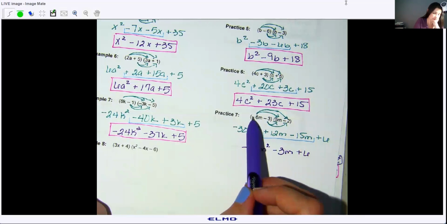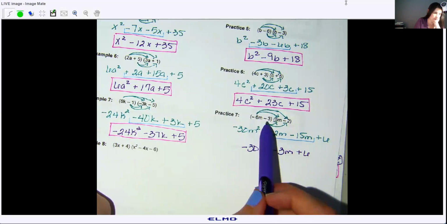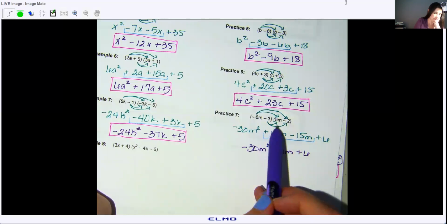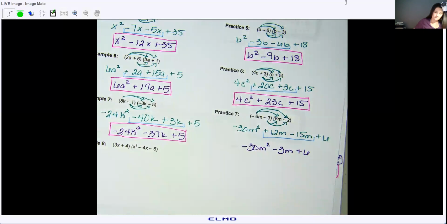So negative 6 times 5 is negative 30. Negative 6 times a negative 2 is a positive 12. Negative 3 times 5 is a negative 15. Okay, so that's right.